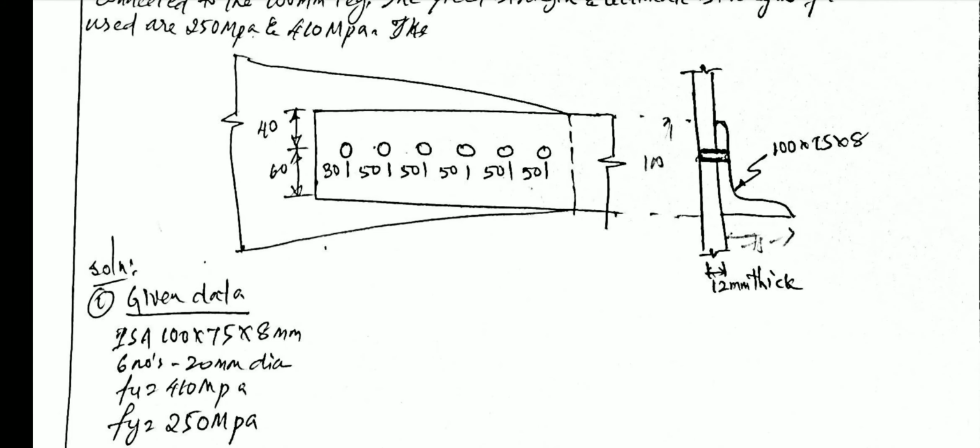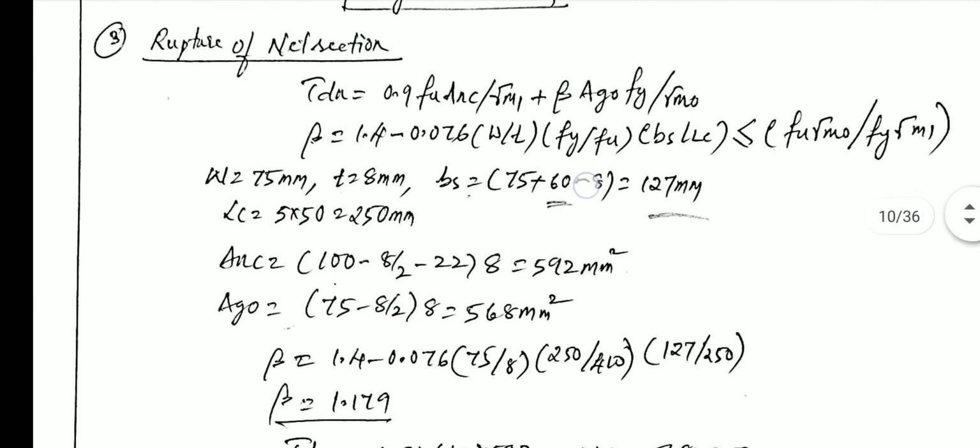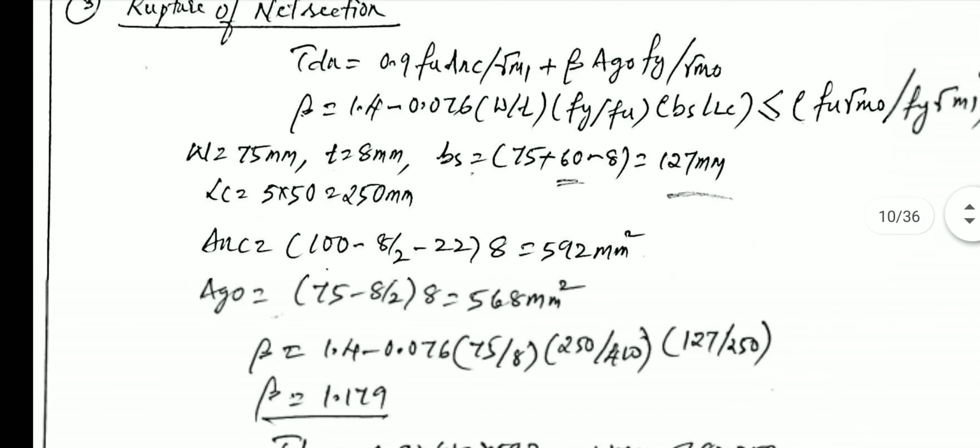Now when you observe the diagram, how many bolts are there? The number of bolts is 6, so the number of gaps will be 5. 5 into what is the pitch? They have given 50. So that's why you take 5 into 50, which gives 250 as Lc.